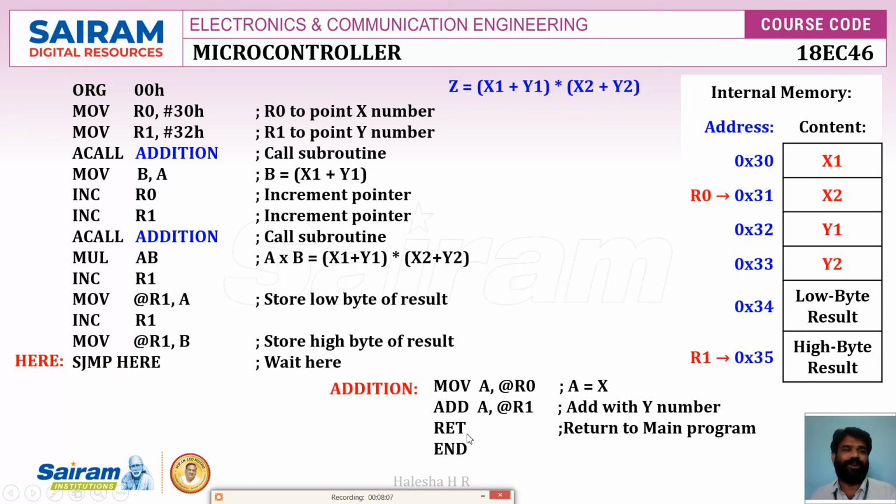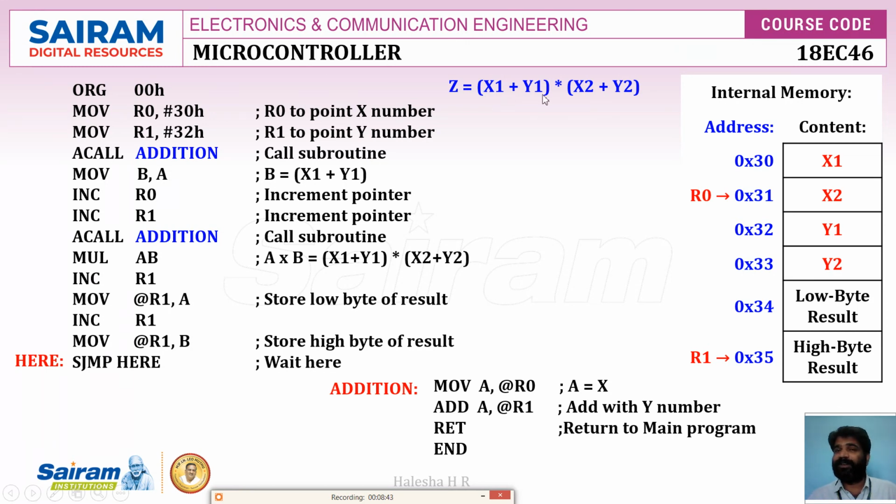So this is the program which implements the operation Z equals X1 plus Y1 into X2 plus Y2, using a subroutine. Like this, any expression can be given. Suppose they extend this, right now X1 plus Y1 into X2 plus Y2, into X3 plus Y3, they can extend it. Or the old result divided by X3 plus Y3.